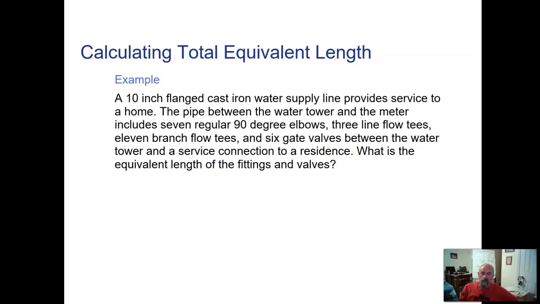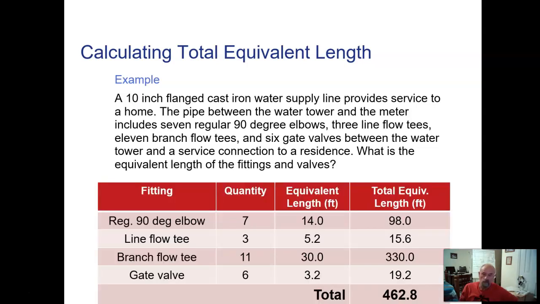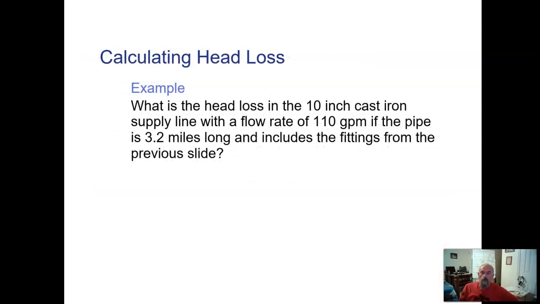For example, a 10-inch flanged cast iron water supply line provides service to a home. The pipe between the water tower and the meter includes 7 regular 90-degree elbows, 3 line flow T's, 11 branch flow T's, and 6 gate valves between the water tower and a service connection to a residence. We would now figure out the equivalent length of the fittings and the valves. I would have you get into groups of 3 and do this. We would look at the chart here and come up with the total.